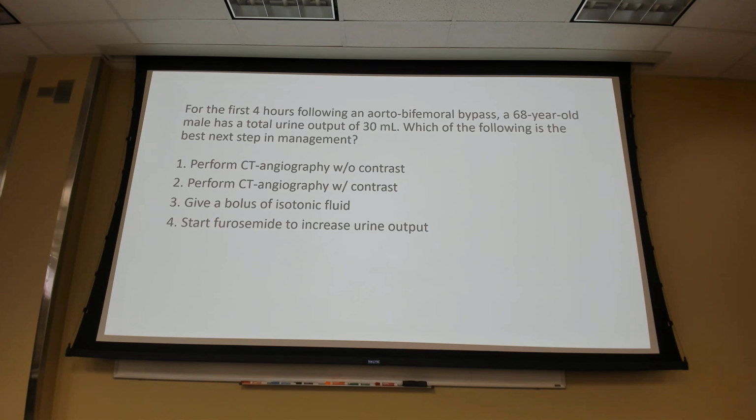All right, so 4 hours following aortobifemoral bypass, a 68-year-old has a total urine output of 30 mils. Is that normal? Yeah, no. Obviously, you should have like 0.5 mils per kg. So which of the following is the best next step in management?